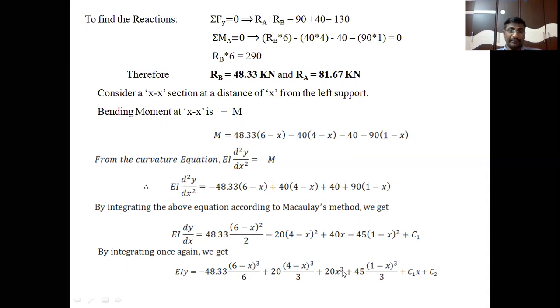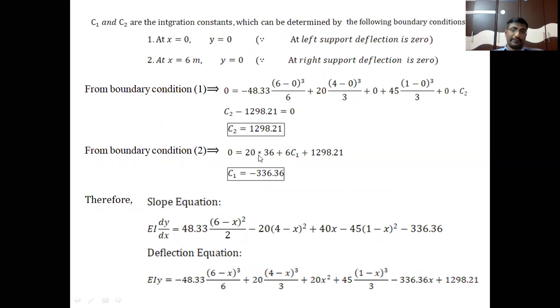6 minus 6. Therefore, 20 into 36 plus 6C1 plus C2. 20 into 36 plus 6C1 plus C2 value is 1298.21. So upon simplifying this equation, we will get the C1 value minus 336.36. These are the two integration constants after substitution of these two boundary conditions.